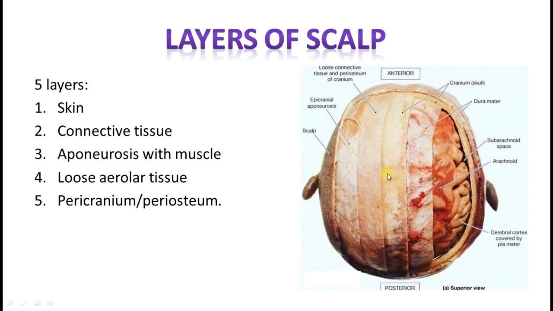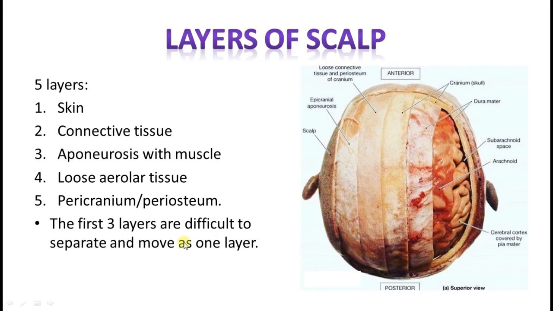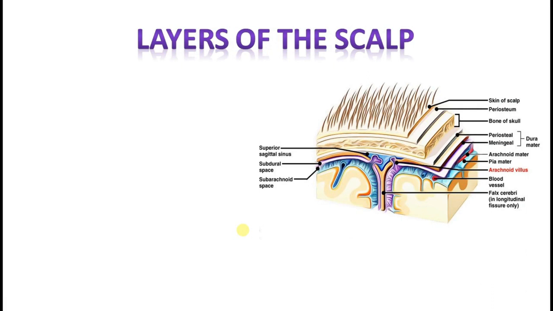Here deep to the cranium, you are also able to see the dura mater. Okay. Then followed by that you see the arachnoid, pia, and then you are able to see the brain substance. So above the skull, these 5 layers actually form the scalp, the 5 layers which are nothing but the mnemonic. As I told you, the first three layers are difficult to separate and move as one layer. In case of avulsion of the scalp, these three layers are stripped off. That is actually called the avulsion of the scalp.